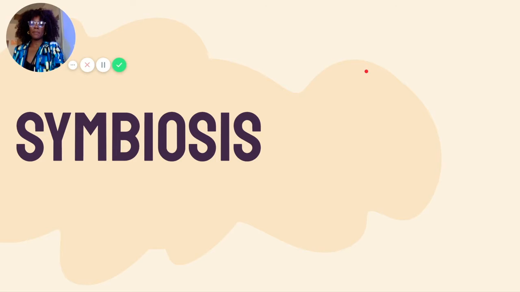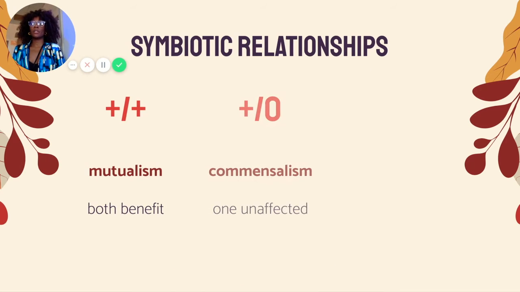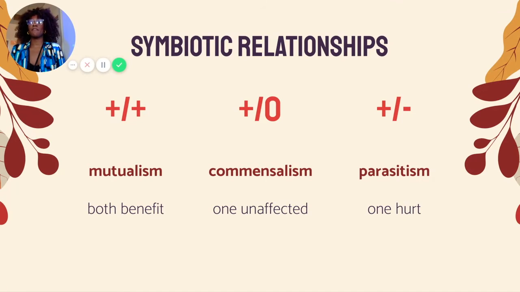Okay, next topic, symbiosis. So the symbiotic relationships, hopefully everyone should remember these. Mutualism, plus plus, they're both being benefited. Commensalism, plus zero, or maybe even plus slash, whatever, it just means plus and neutral. One is unaffected. And then parasitism is plus minus, where one of them is hurt.